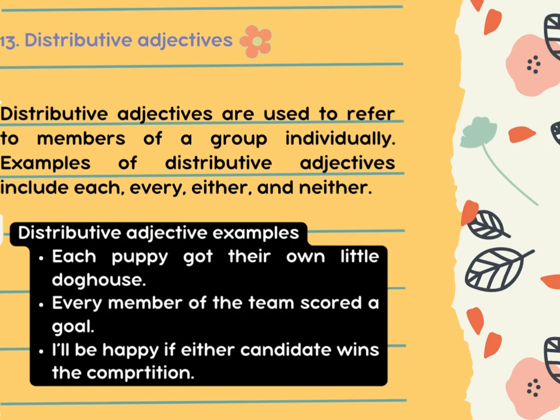Number 13. Distributive adjectives. Distributive adjectives are used to refer to members of a group individually. Examples of distributive adjectives include each, every, either, and neither. Take a look at these examples. Each puppy got their own little doghouse. Every member of the team scored a goal. I'll be happy if either candidate wins the competition.